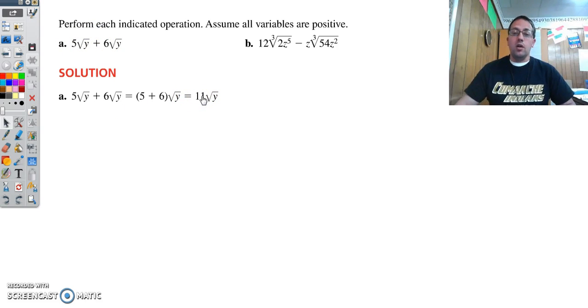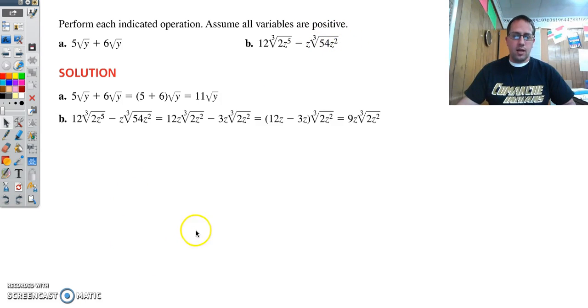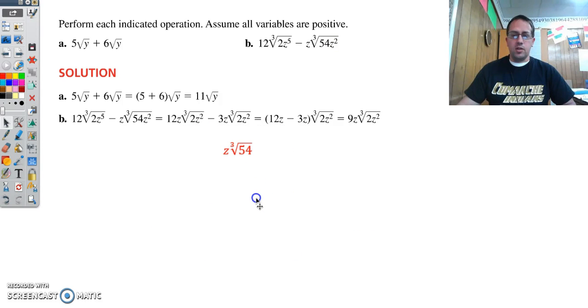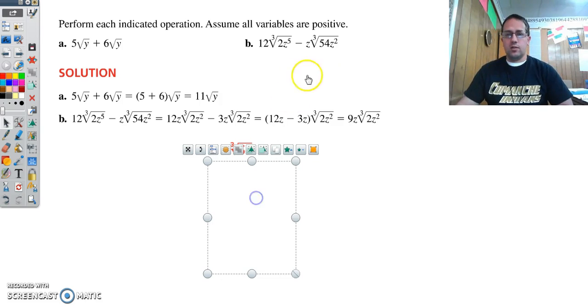Not a big deal. Over here, though, notice these are not like terms, are they? Right? We have cube root of 2z to the 5th and cube root of 54z squared. Those aren't the same thing, so we can't combine them. However, this can be simplified. So we need to take a look at that. And where did I put it? There it is. I'm just going to take this term right here.